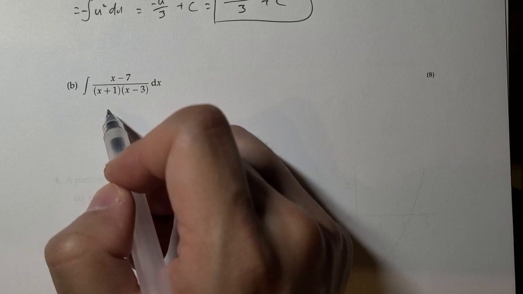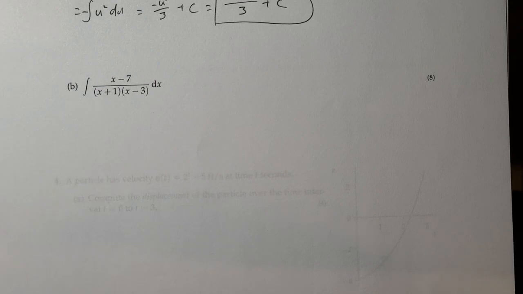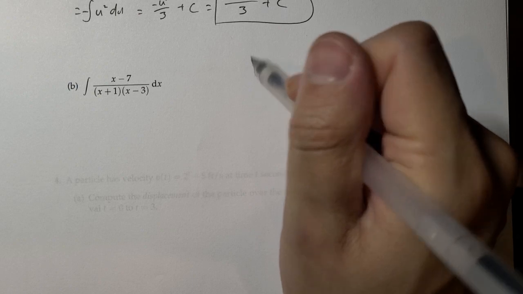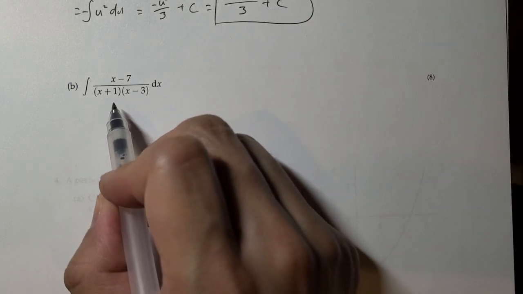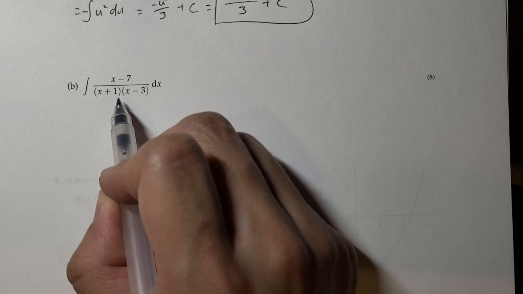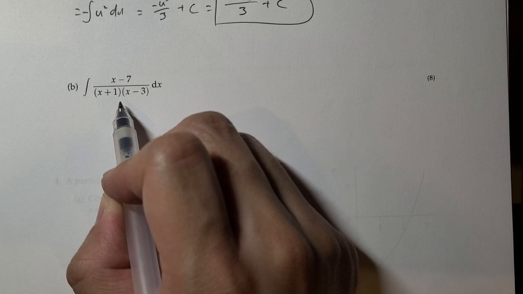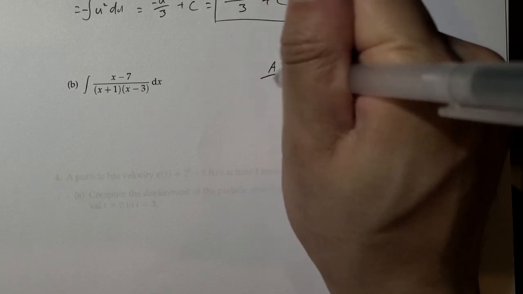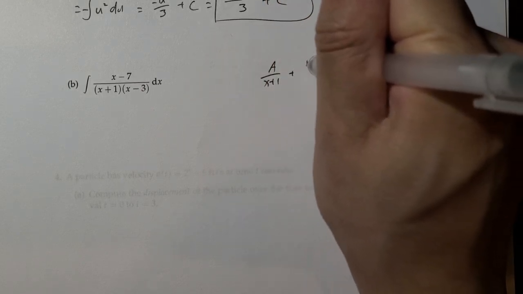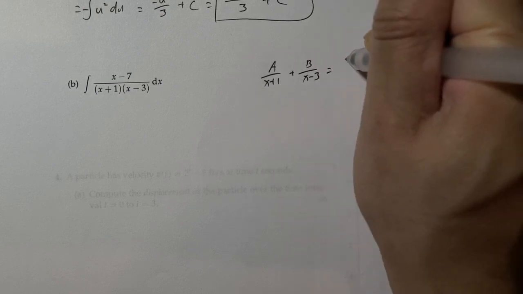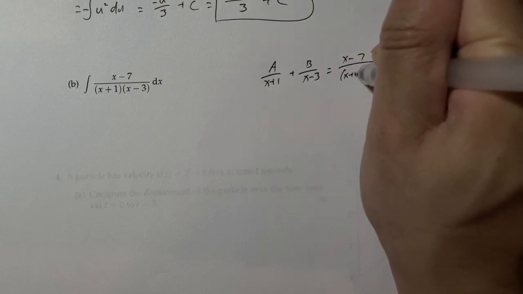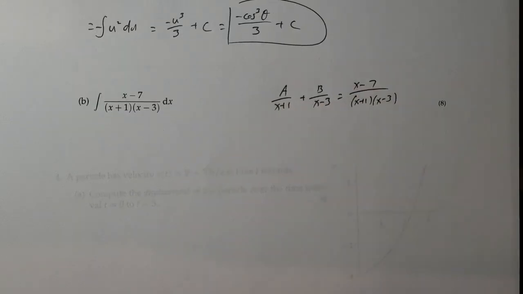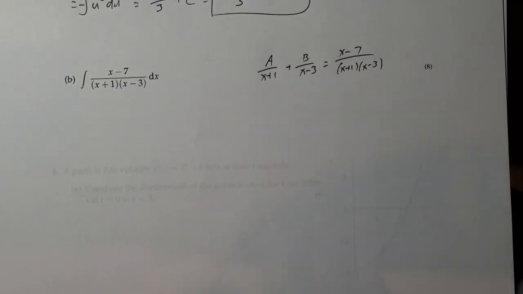So I'm now thinking, because this had to be a product of two things. Actually, can we just do it the normal way? A over x plus 1 plus b over x minus 3 is equal to x minus 7 over x plus 1 times x minus 3. Maybe I was overthinking. Okay, let's just try it like this first.